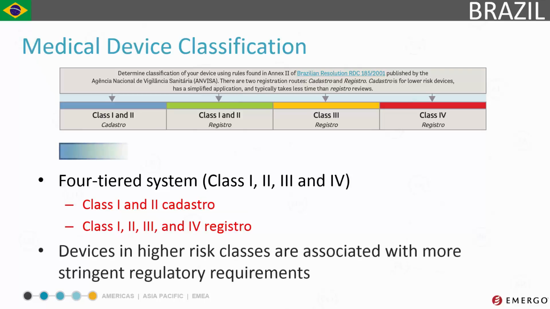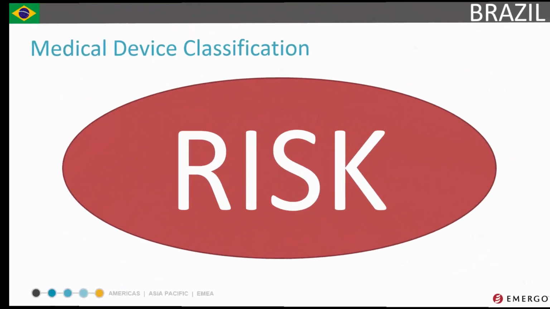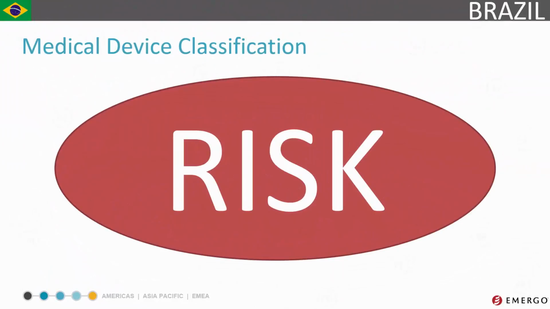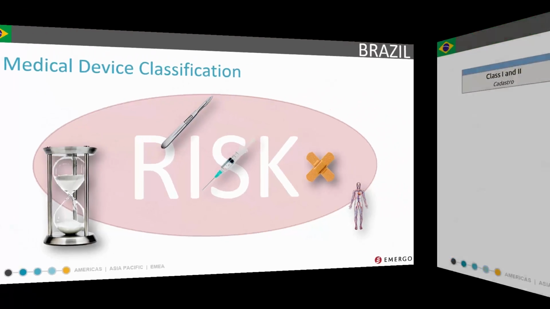Similar to medical devices in other regions, the higher the risk, the higher the device classification. The higher the classification, the more stringent the regulatory requirements. Medical devices are classified based on the level of risk the device presents to the human body. This is determined by examining 3 criteria: the duration of contact with the body, degree of invasiveness, and local versus systemic effect.